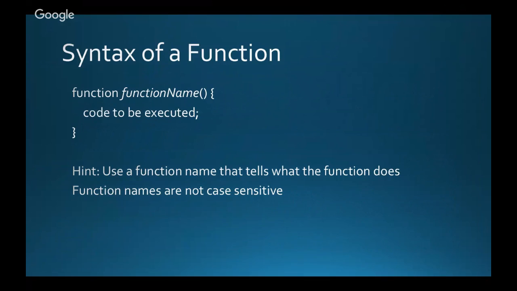So the syntax of a function is the word function, and then you list the function name. If there's an argument, it goes in those parentheses. And then after the curly braces, you write the code that you want to be executed when that function is called. You should use a function name that tells what the function does, so it makes it easier to figure out. Also, function names are not case sensitive.